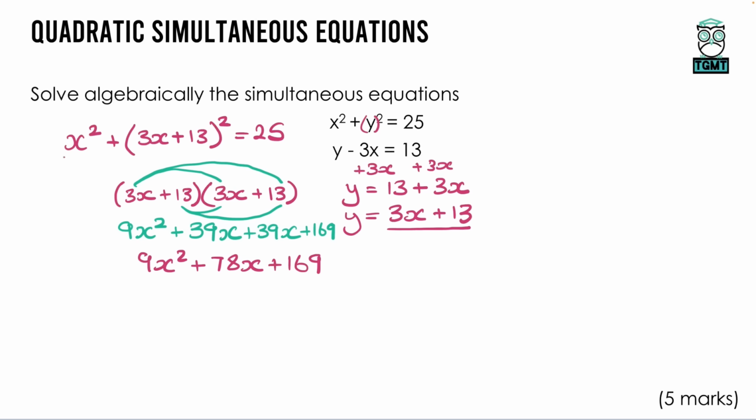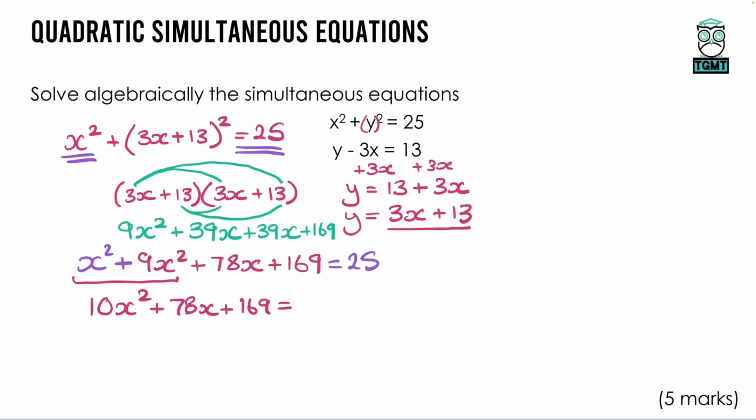I still need to bring this x squared and this equals 25 back down to this quadratic. So if I write those in, we have x squared plus that double bracket that's been expanded, and that's all equal to 25. So I still need a bit of simplifying because I now have two of those x squared pieces and I need it to equal 0. So we've got a lot of steps here just to get to the point of solving it. So let's start by adding these together. So that gives us 10x squared plus 78x plus 169 is equal to 25.